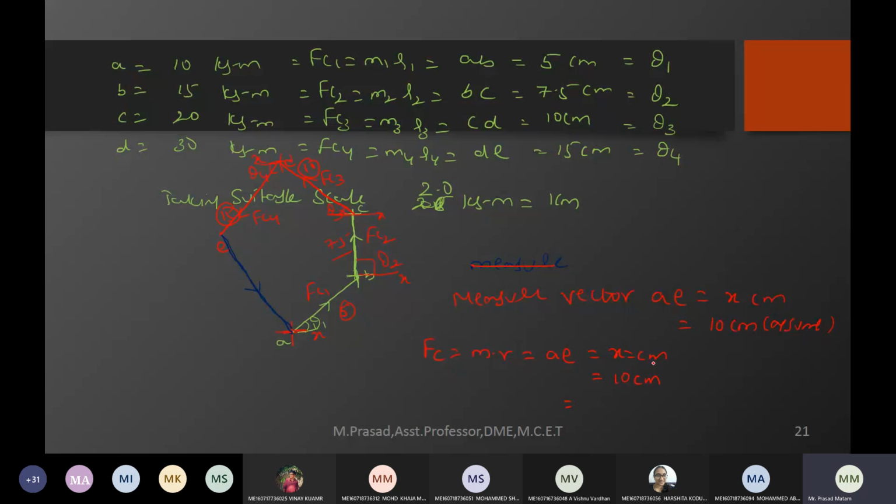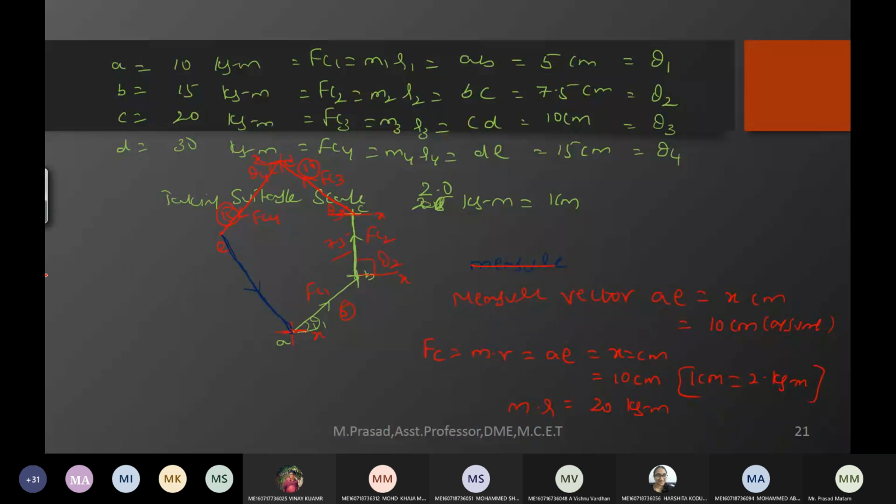Now this 10 centimeter I am converting in terms of kg meter. 1 centimeter is 2 kg meter. Now 10 centimeters will come to how much kg meter? Please answer. 10 into 2, that is 20 kg meter. I have taken the scale, so 10 centimeter comes as 10 into 2, 20 kg meter. I am getting the product of m into r as 20 kg meter. How can I write the 20? I can write 4 into 5, or 5 into 4, or 2 into 10, or 10 into 2.